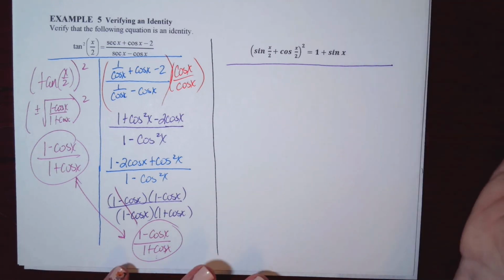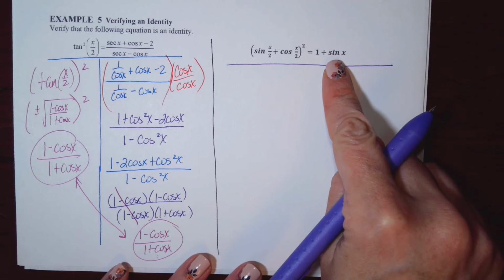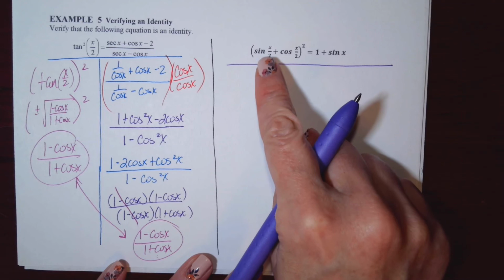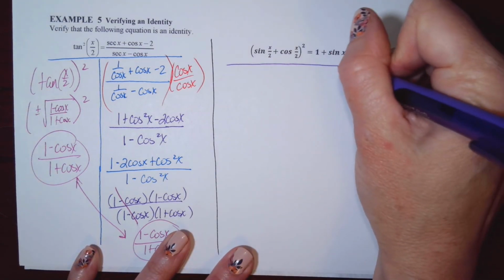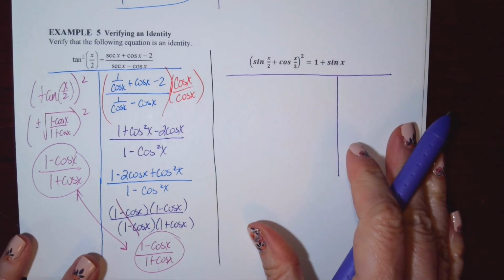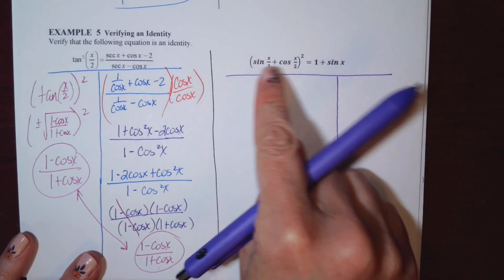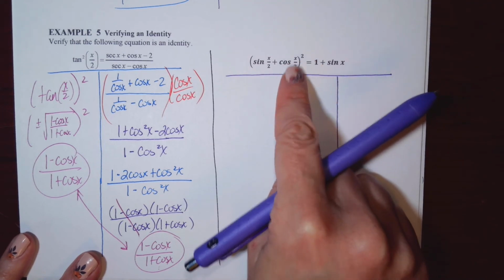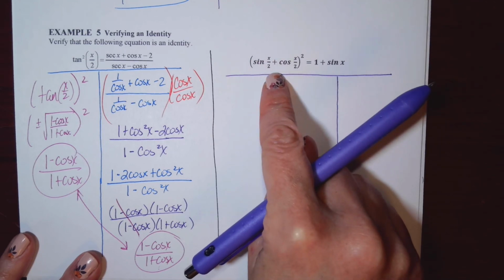Well, 1 plus sine x is really simple. I don't know where to go with that. So we're going to do something with this right side and see if we can end up at 1 plus sine x there. So I've got sine of the half angle plus cosine of the half angle, quantity squared. I've got some choices, but I'm going to go ahead and square this binomial.